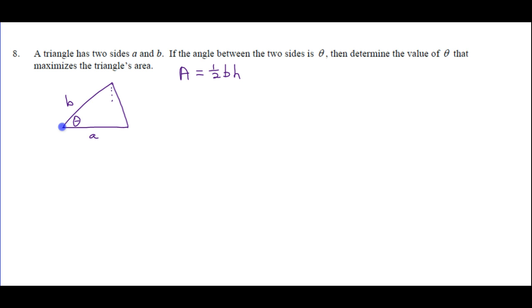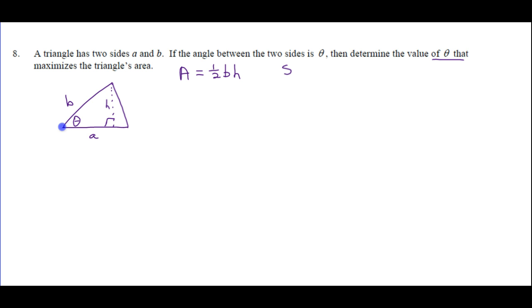So we need a height. So we drop a perpendicular, and we'll call this the height, H. Since we're looking for theta, we want an expression for area in terms of theta, such that we can find its derivative, and this is a trig derivative, right? Such that we can find its derivative, and then find the maximum area. Okay, so what do we know here?